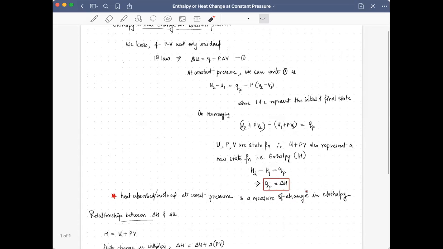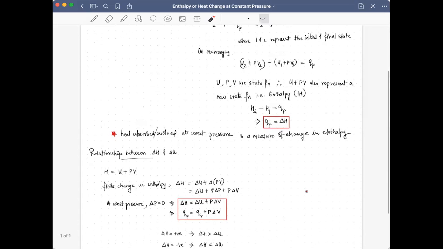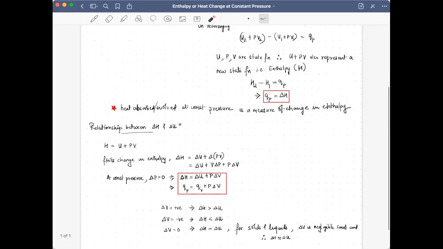Now, before we close this video, I would like to also talk about the relationship between enthalpy and the internal energy. Enthalpy, as we just now defined, is a combination of internal energy plus the pressure-volume term.